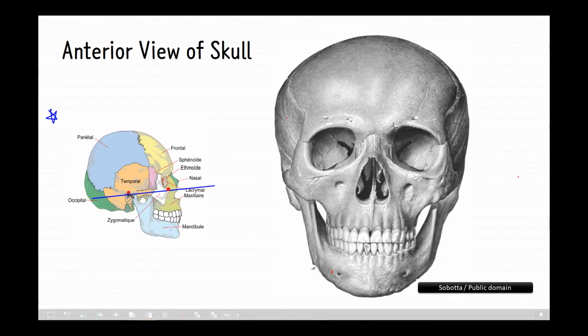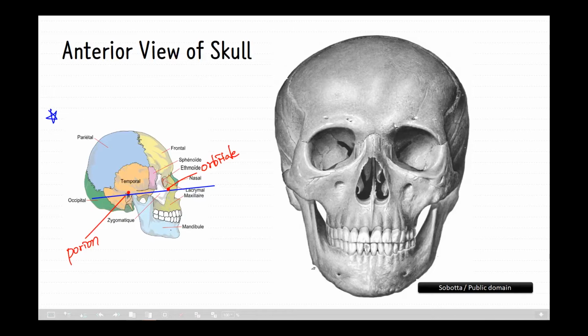This FH plane is widely used in orthodontics. In orthodontic cephalometry, this plane or line joins the porion and orbitale. The porion means the superior margin of the external acoustic meatus, and the orbitale means the inferior margin of the orbit. These landmarks will be discussed somewhere later in this chapter. Let's go to the right figure. I will explain the facial view of the skull.